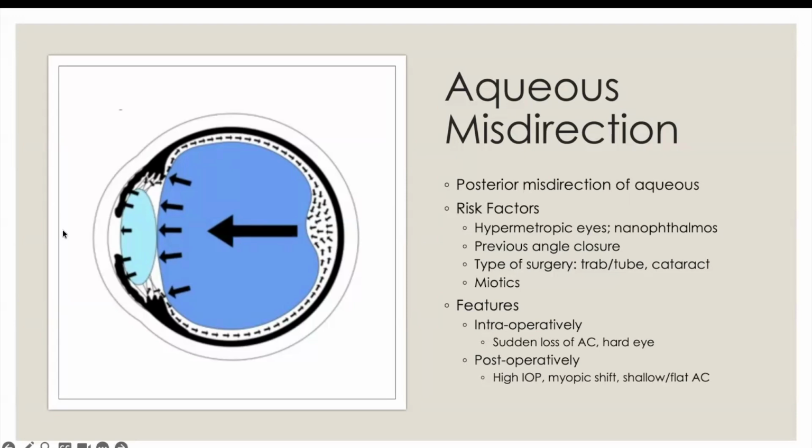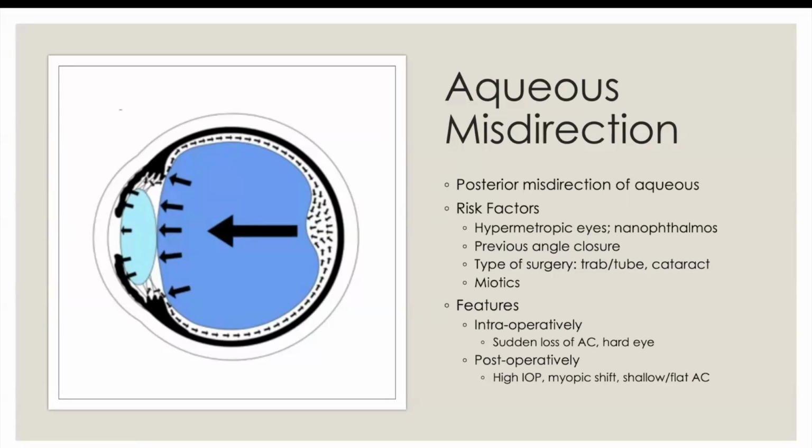And what you can see in this diagram is that aqueous is being pushed backwards. It travels behind the vitreous, and the vitreous is pushed forwards, and then the vitreous will push on the lens. It can push on an IOL that can then push against that pupil, flattening your anterior chamber, and increasing your pressure by essentially causing a secondary closed angle.